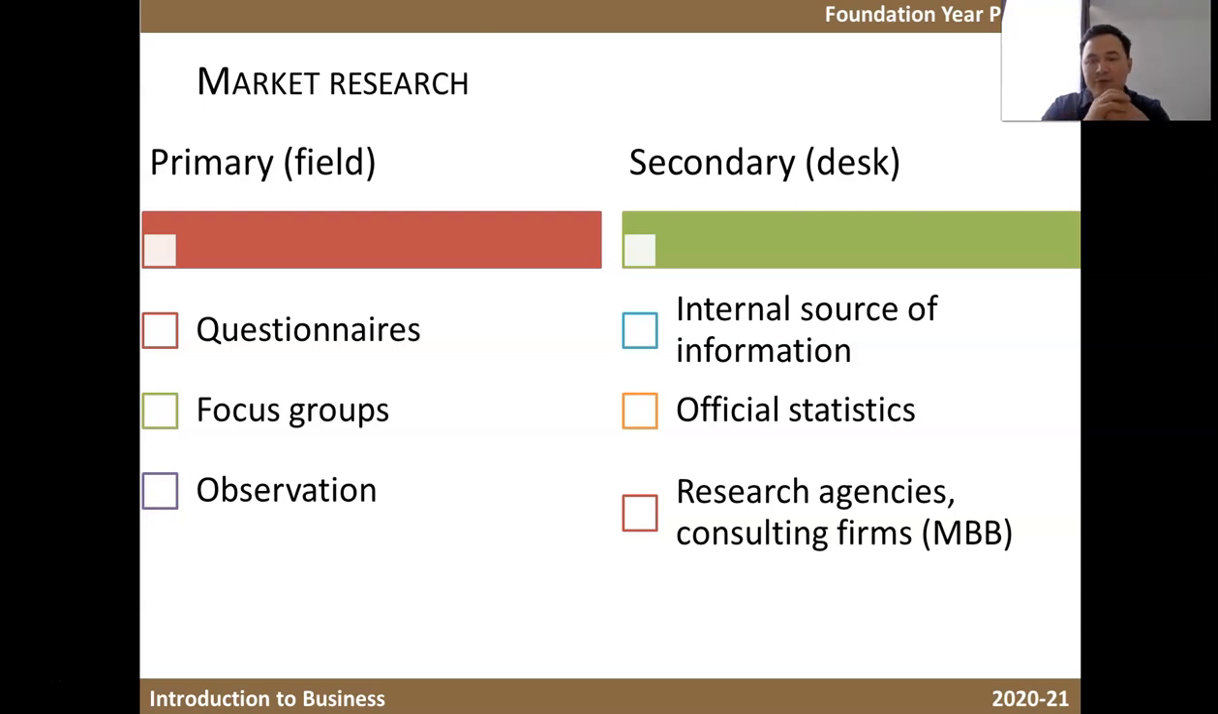Okay, so for that purpose, you can compile some questions and conduct the survey. We'll talk about that, and then you may hire some people, which we call a focus group, which will interview different people, and observation. The secondary method of research is called, well, desk research, where you try to find some available information on the web, on some official databases and so on.